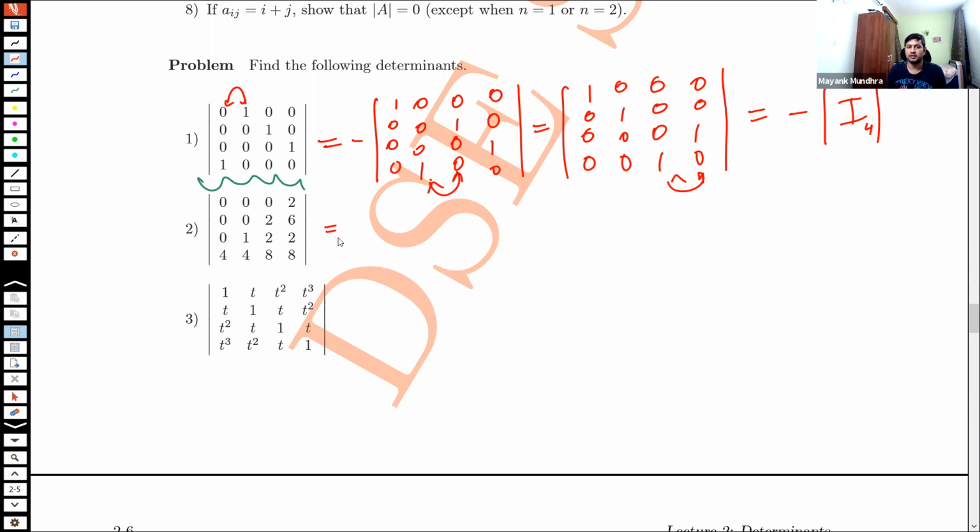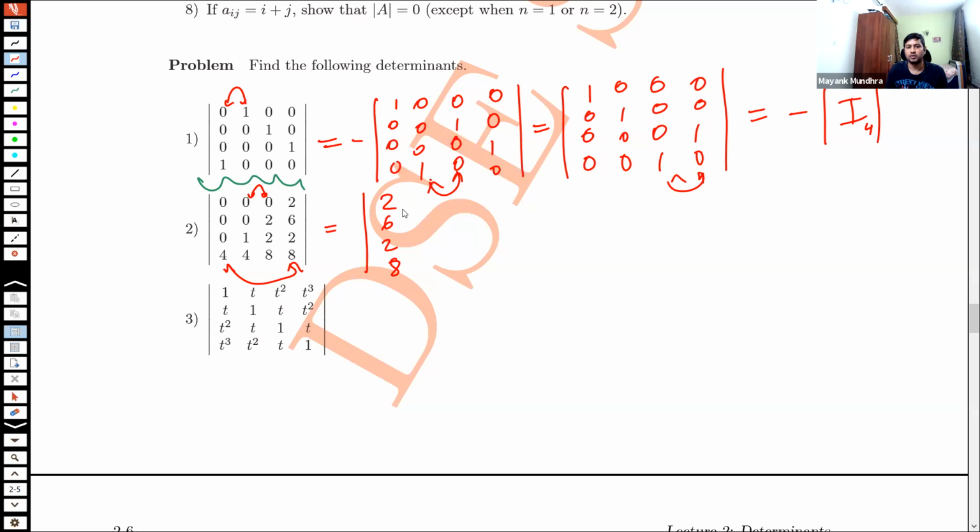Yeah. Any answers? So 16. Very good. Okay. So you do this exchange and you do this exchange. A couple of exchanges means no change in determinant value. So what you get is 2, 6, 2, 8.